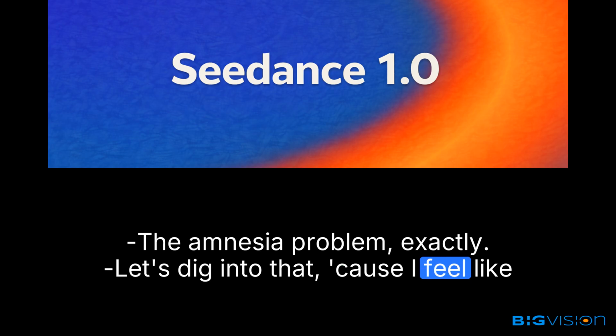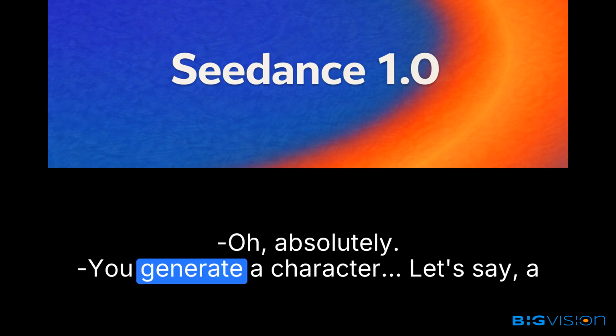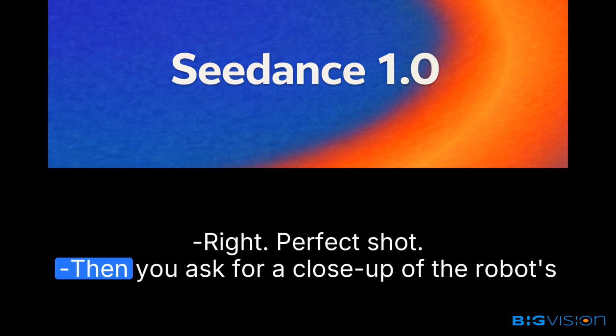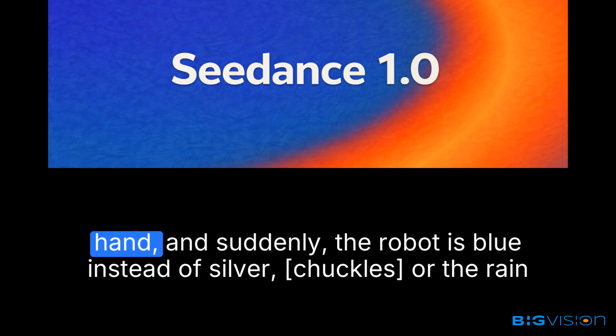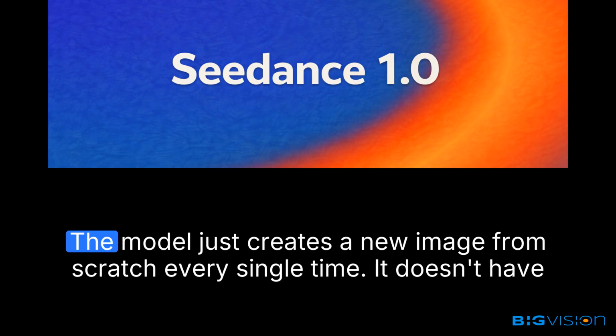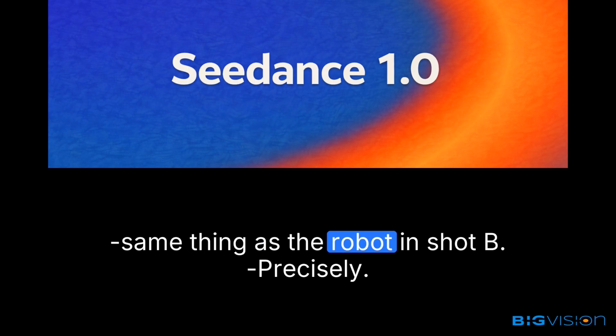Let's dig into that, because anyone who has played with these video generators knows this pain. Absolutely. You generate a character, let's say a robot detective in a rainy alleyway, and it looks incredible. Perfect shot. Then you ask for a close-up of the robot's hand, and suddenly the robot is blue instead of silver. Or the rain has just stopped. Or the alleyway has turned into a forest. The model just creates a new image from scratch every single time. It doesn't have object permanence. It doesn't know the robot in shot A is the same thing as the robot in shot B.